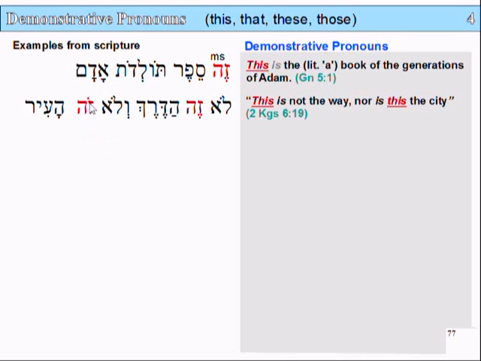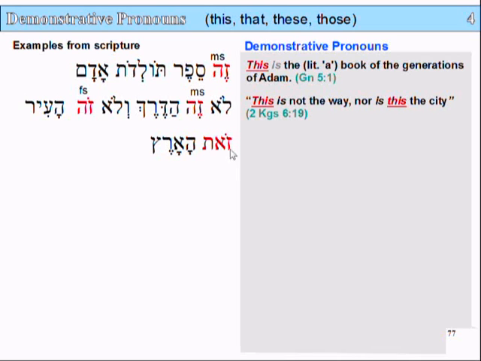Ha'ir, the city. Zeh and zo both mean this. Lo zeh haderekh, velo zo ha'ir. So these are masculine singular and feminine singular. This is a strange one, because it would normally be the word zot, but it's the word zo. It's a little bit of an exception, just to confuse things. Anyway, as long as you learn that zeh, with the zayin and the hey, means this, you can't go wrong.